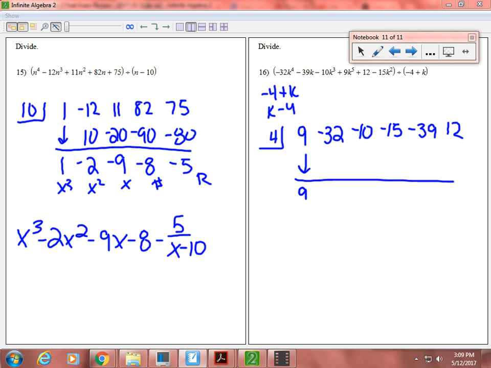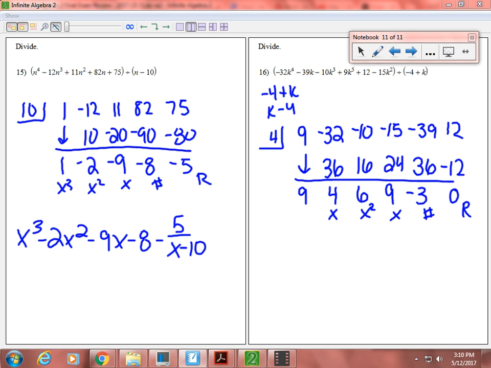Okay, drop down your 9, and that's going to give me 36. When I put those together, I get a positive 4, which is 16, which is 6, 24, which is going to give me 9, 36, which is going to give me a negative 3, and this is going to give me a negative 12, so I get 0. So remainder, number, x squared, x to the third, and x to the fourth. So when I write that out, 9x to the fourth plus 4x cubed plus 6x squared plus 9x minus 3.